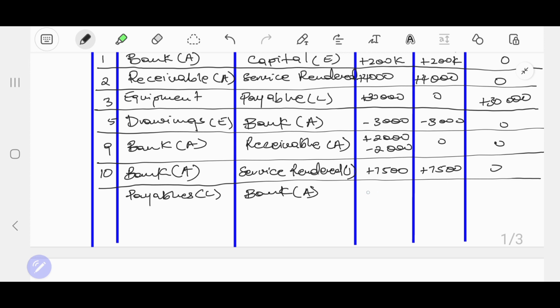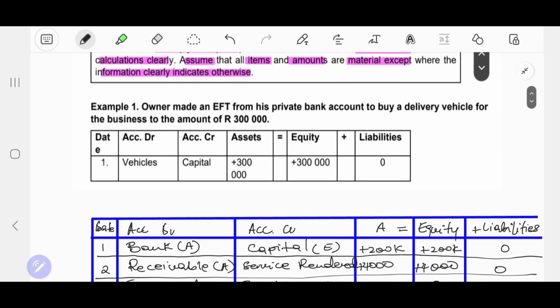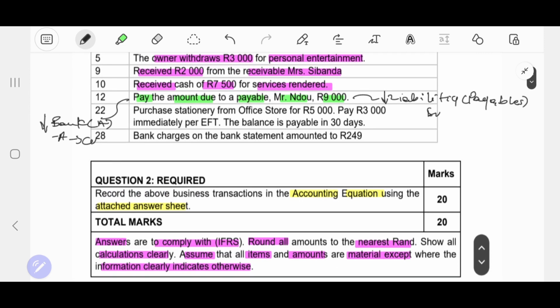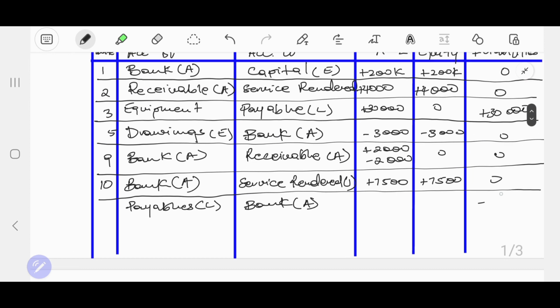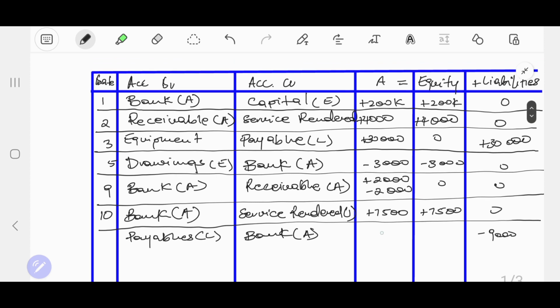So here you will reduce your payables. So you'll reduce your payables by how much? By 9,000. And then you'll reduce your bank by 9,000. And then nothing affects equity there.